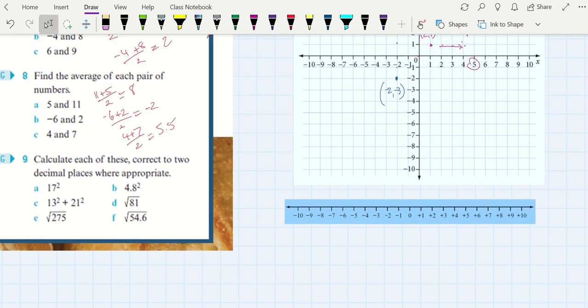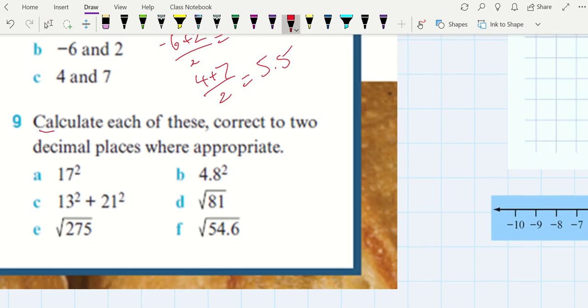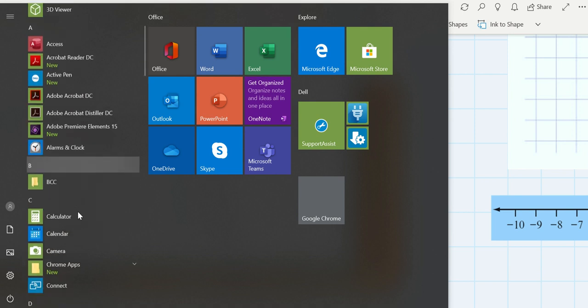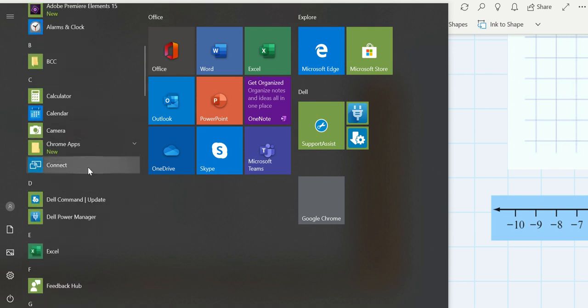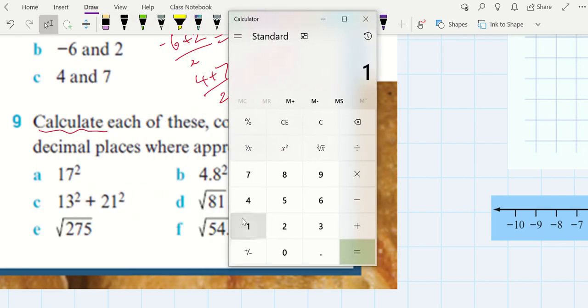Now calculate each of these correct to 2 decimal places where appropriate. So this is where you use your calculator. So let's just do that. Oh, that's a bit of a pain. Let's see if we can do it with this calculator here. 17 squared, 289.